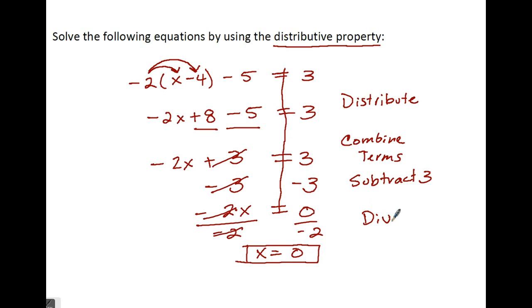So this last part was to do a division of a negative 2. Again, what you want to do is check your answer. So you want to go ahead and plug that 0 here, confirm that this is going to equal a value of 3.